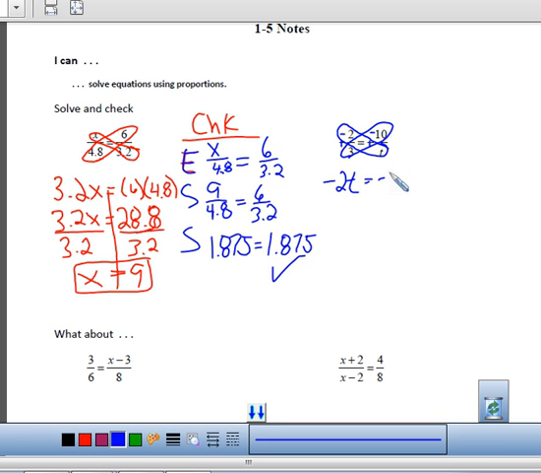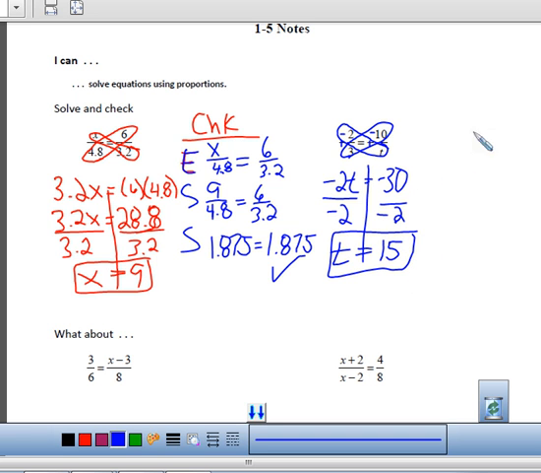The pen tool is giving me all sorts of trouble. So now, divide both sides by negative 2, and you get t is equal to positive 15. And that's important that you have a positive, and I'll show you why in just a second.